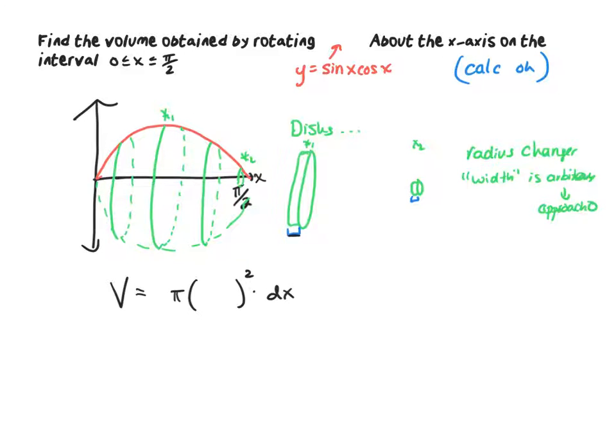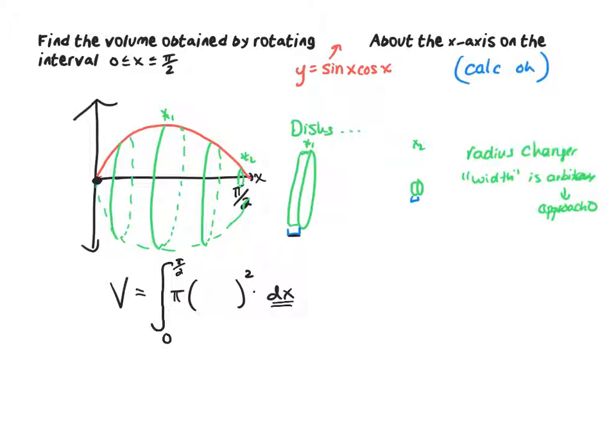We're going to change things in terms of x. Now, because this width is an arbitrary width that we're going to eventually have get closer and closer to 0, so we can get more and more disks in there, that implies that we're now using an integral, and since our variable of integration is x, we're going to go from 0, which is where we start, all the way to pi over 2.